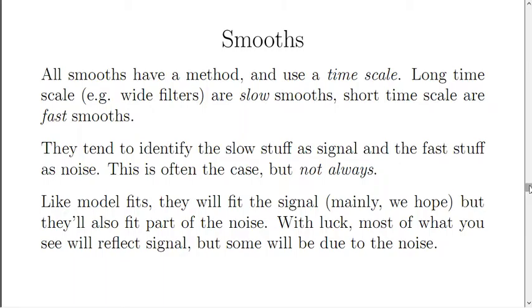Just like model fits, they usually will fit the signal, mainly at least we hope, but they'll also fit part of the noise. Let's face it, smoothing method, filter, whatever, put noise in, you're going to get some noise out. With luck, most of what you see come out of your smoothing method will reflect signal, but some of it will be due to noise. So even if the signal is perfectly smooth, the smoothed estimate might be kind of wiggly and irregular.